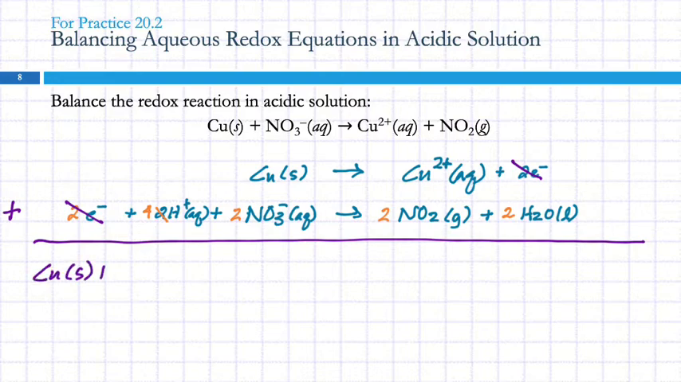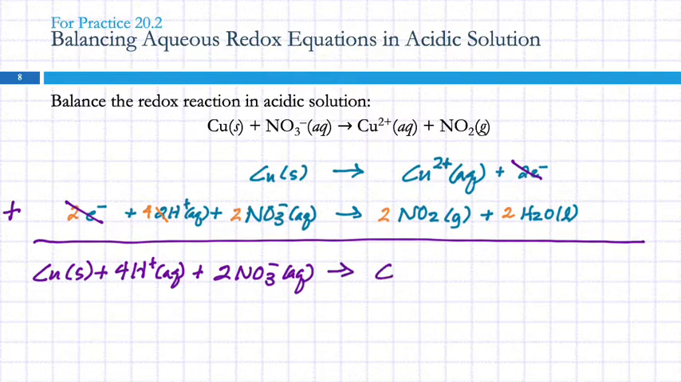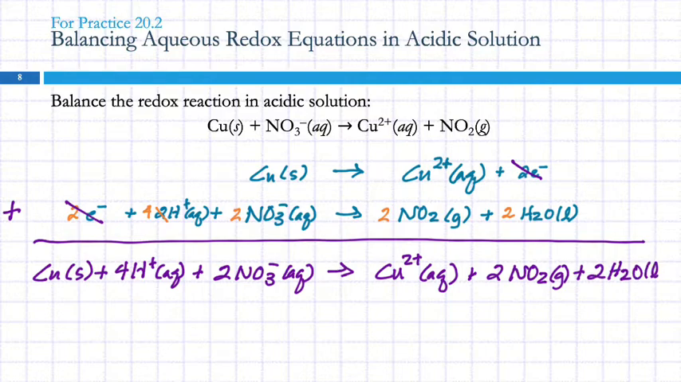So Cu solid plus 4 H+ aqueous plus 2 NO3 minus aqueous. It's going to make Cu2+ aqueous plus 2 NO2 gas plus 2 H2O liquid. Any questions?